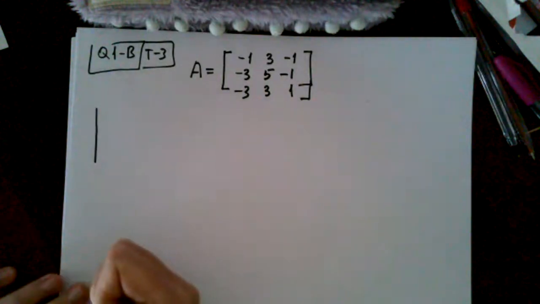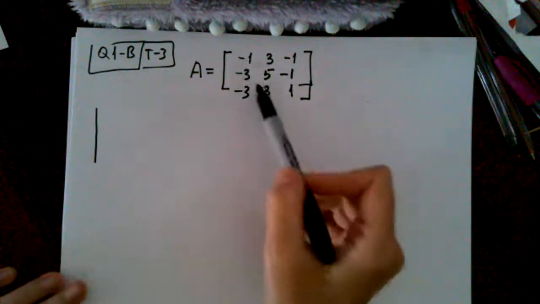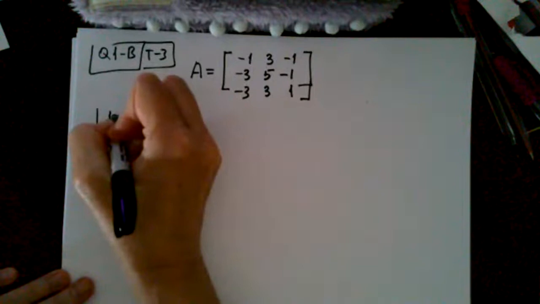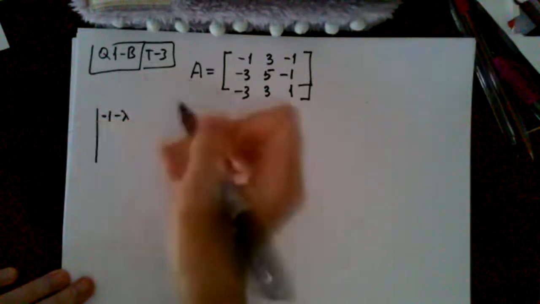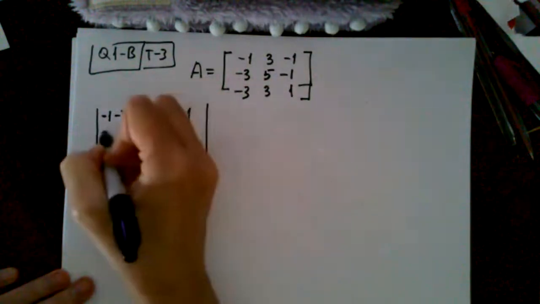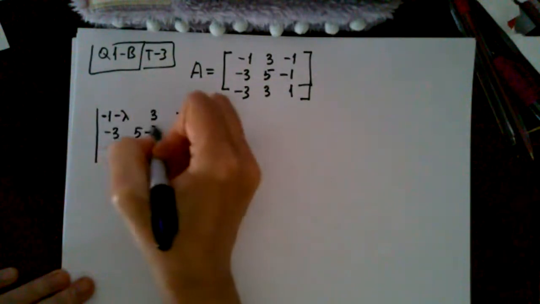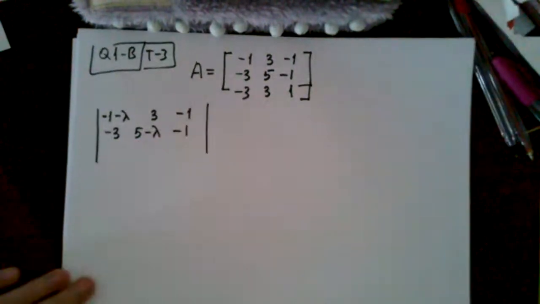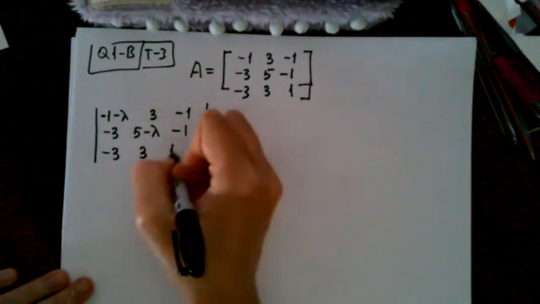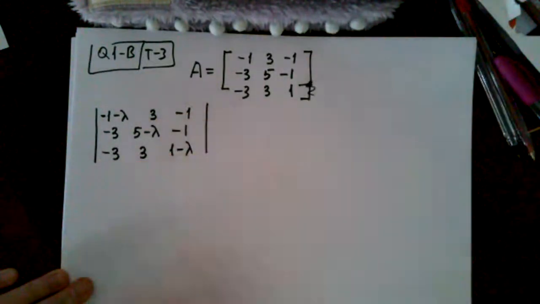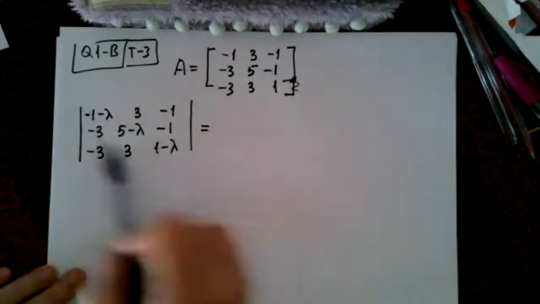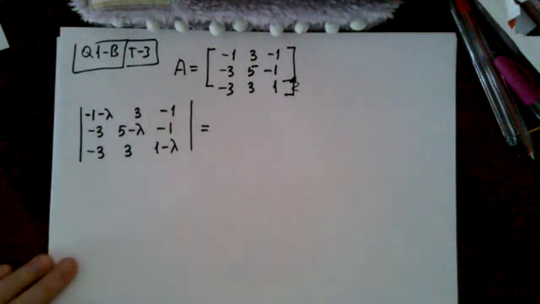So the first step is calculating lambdas, the eigenvalues. To do this, we need to subtract lambdas from the diagonal elements and calculate this determinant. So minus 1 minus lambda, 3, minus 1, this is my first row, correct? Yeah, correct. Then minus 3, 5 minus lambda, minus 1, this is the second row. What about the third row? It will be minus 3, 3, and 1 minus lambda. Sorry for this mess. Okay, we need to set it equal to 0, but I'm not going to write it. I'm going to calculate this determinant immediately.